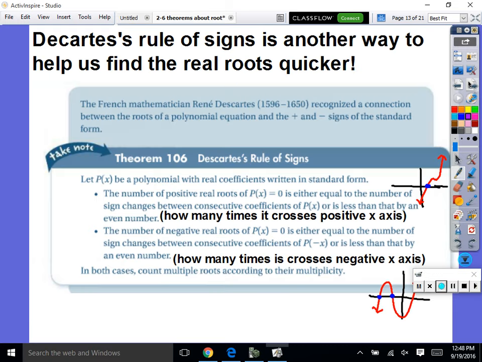So, everybody listen, I have to tell you this pretty quickly, but it's actually really interesting. So now we're going to learn another theorem of roots of a polynomial, and it's Descartes' rule of signs. Descartes' rule of signs is another way to help us find the real roots a little bit quicker. It's just going to tell us some information about the real roots. So Rene Descartes, actually back in the 1500s, that's clear back in the day.